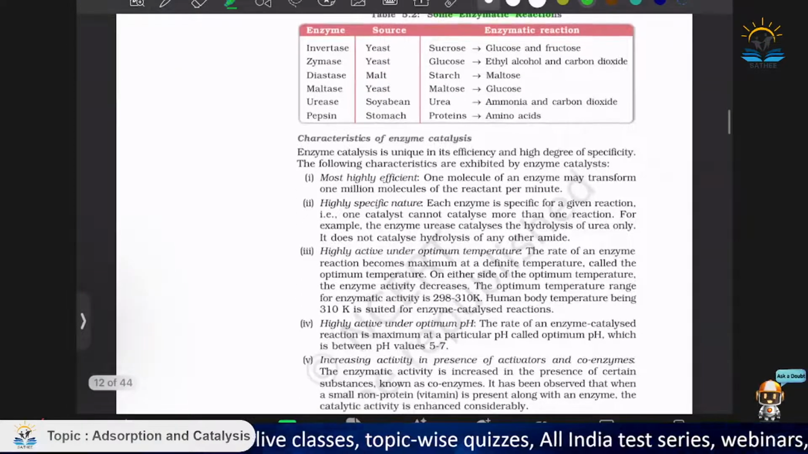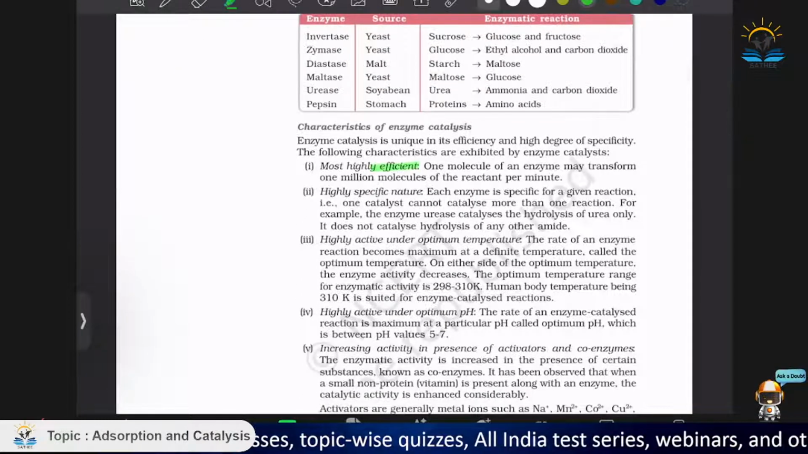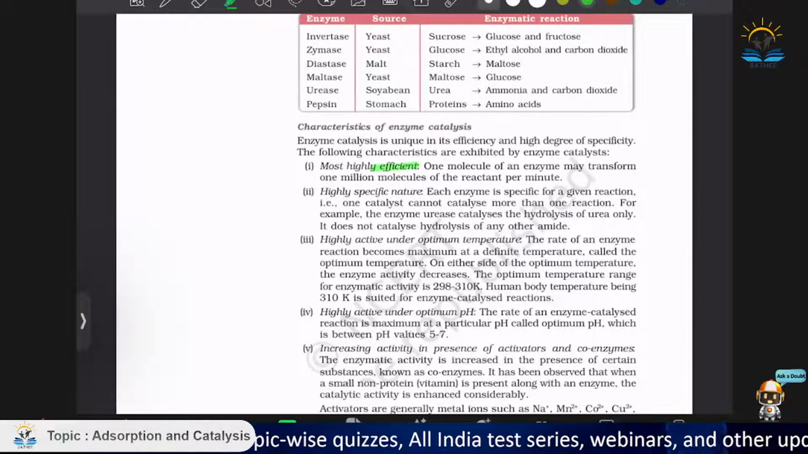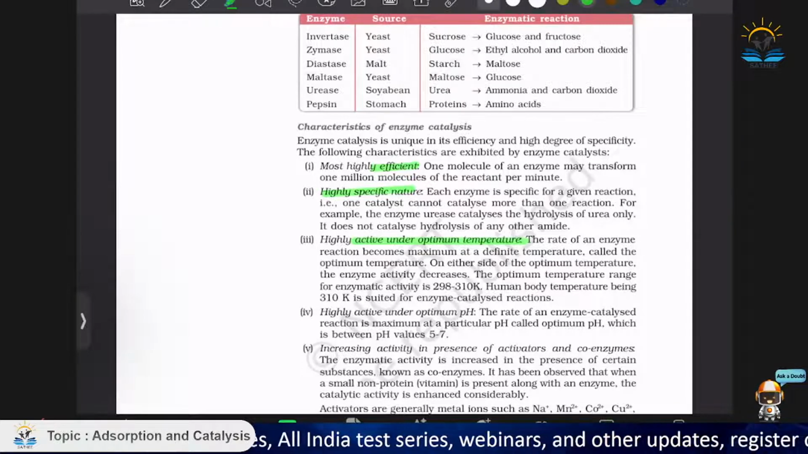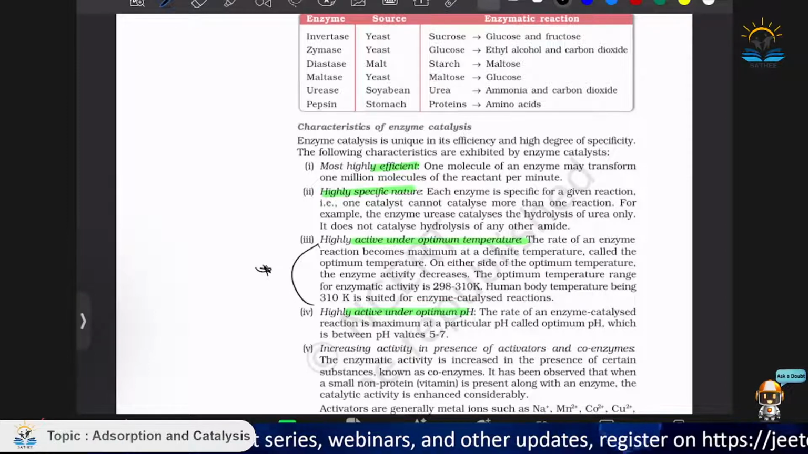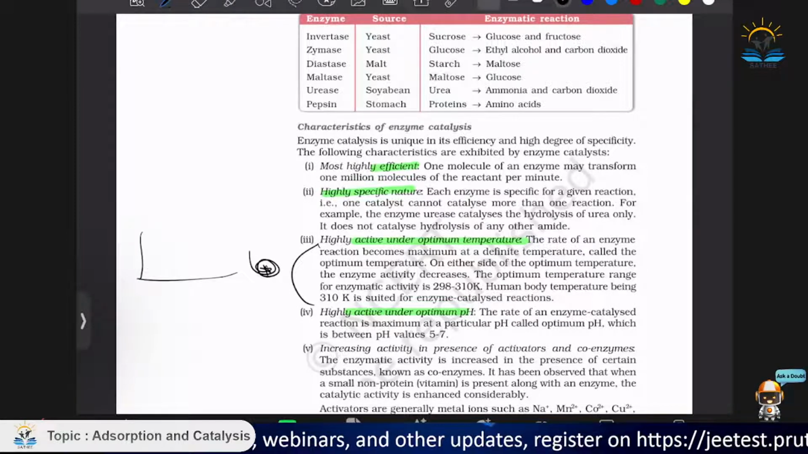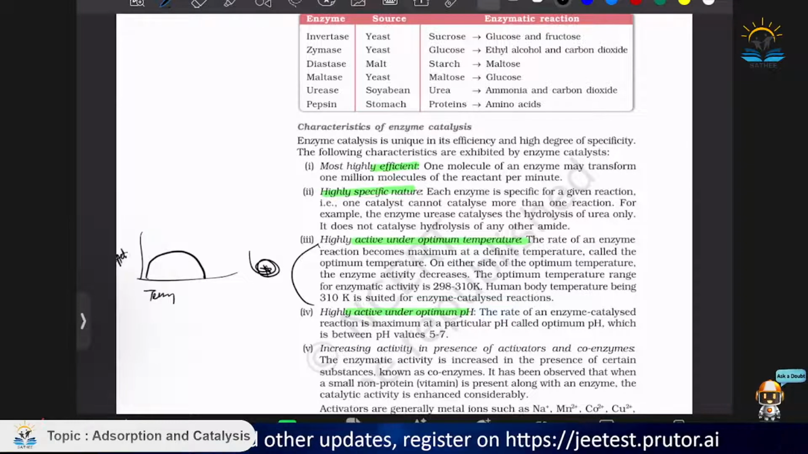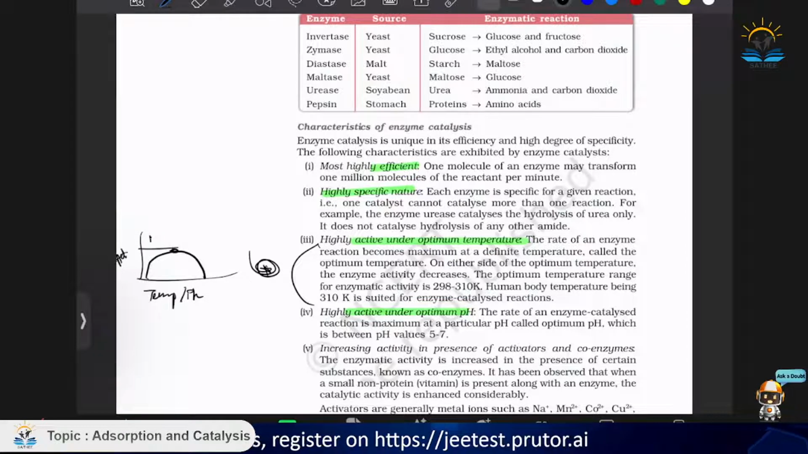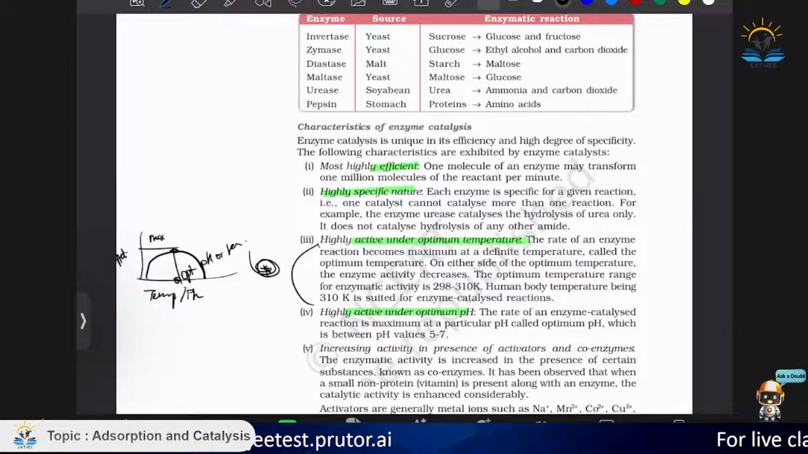Again, some characteristics of enzyme catalysis: efficient. They are really efficient. They can catalyze millions of molecules per second. Specific, and active under optimum temperature and optimum pH. So these two are important. If you draw a graph of activity with temperature or pH, you will see that maximum activity is at an optimum pH or temperature.